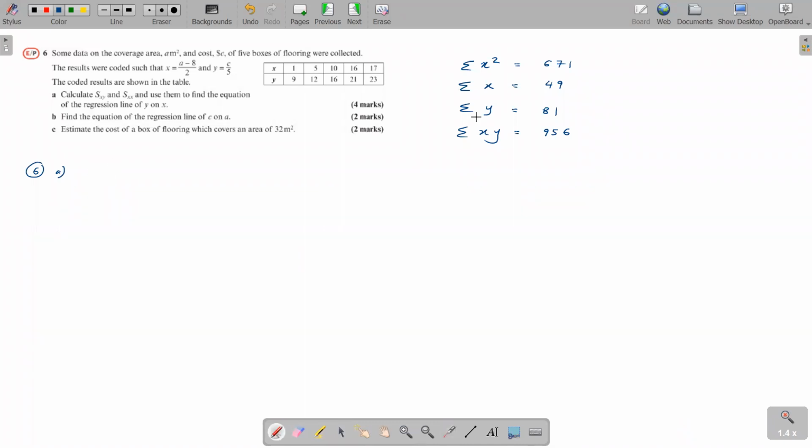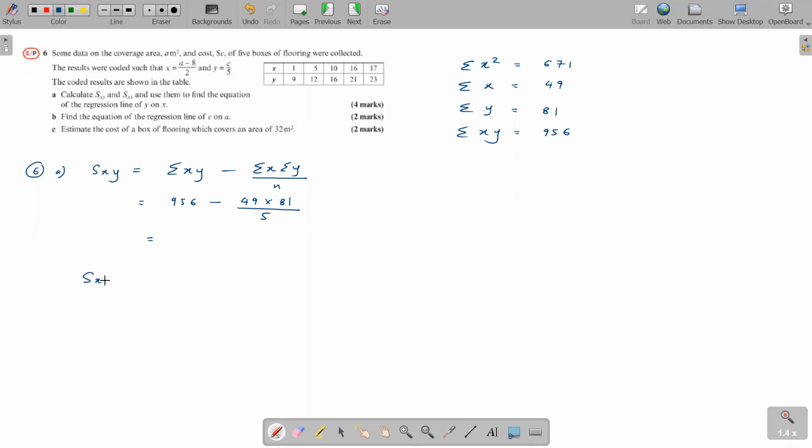All right, guys. So I have got the summary statistics here, so you can easily get them from the calc. Now let's get Sxy, which is sigma xy minus sigma x sigma y over n. So sigma xy is 956, minus sigma x 49, sigma y 81, over n, which is 5 points. So let's get this answer, guys.